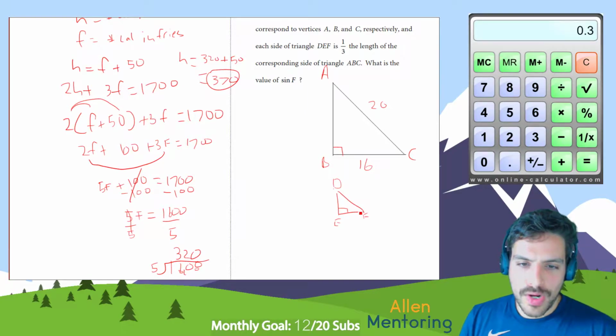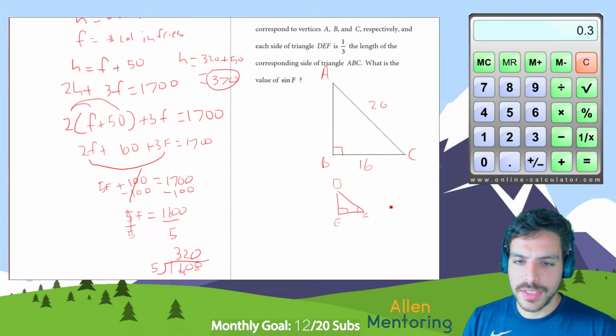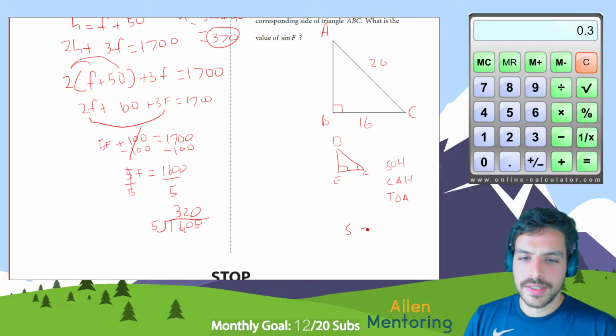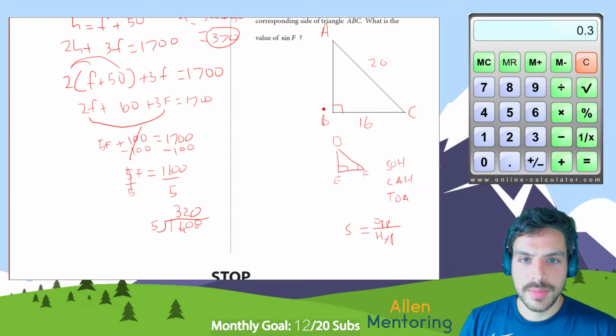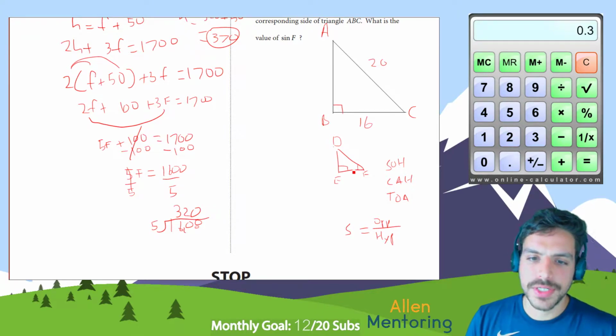What they're asking us is, what is sine of F? Well, this is where you need to know your SOHCAHTOA, basic trig. Sine is equal to opposite over hypotenuse. So it's going to be this divided by this, DE divided by DF. Opposite over hypotenuse.